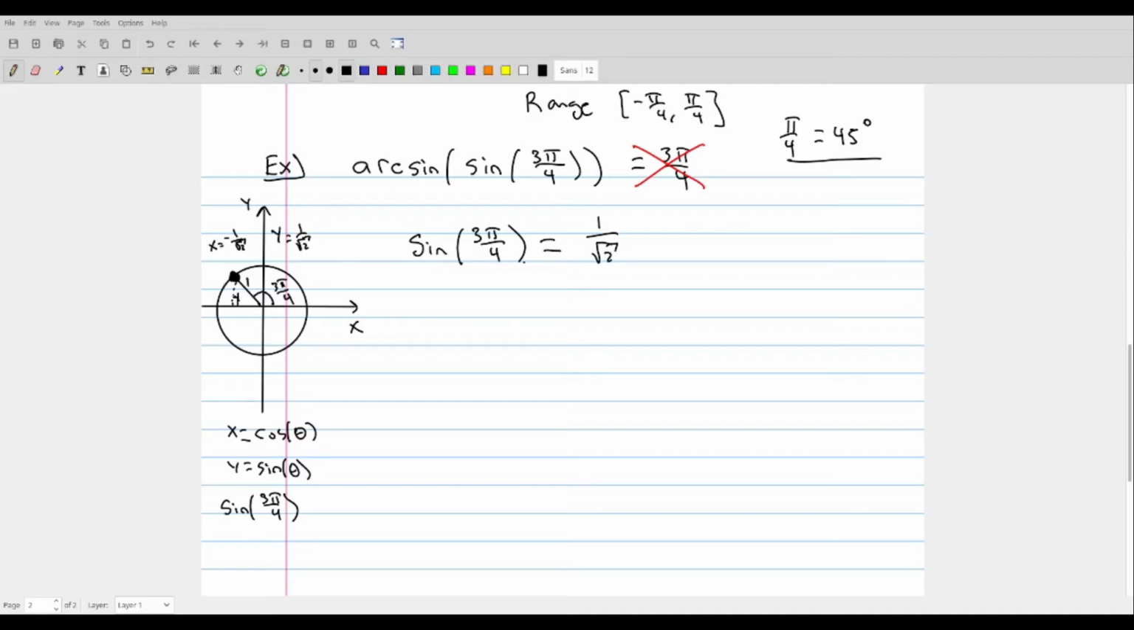Then, when we're taking the arc sine of this, so arc sine of 1 over the square root of 2, we can only look in the interval. Oh, I have a little bit of a typo here, sorry about that. It should be negative pi over 2 to positive pi over 2. So we can only look in this interval right here, because this is the range of arc sine.